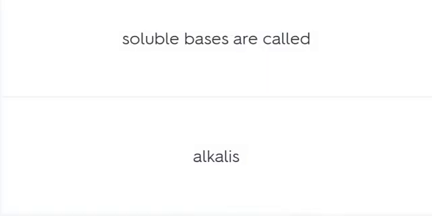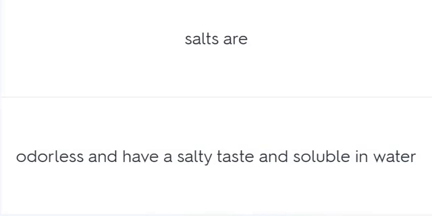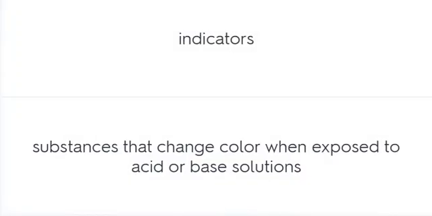Soluble bases are called alkalis. Alkalis have a pH greater than 7. Neutralization is a reaction between an acid and an alkali that forms a salt and water. Salts are odorless, have a salty taste, and are soluble in water. Indicators. Substances that change color when exposed to acid or base solutions.